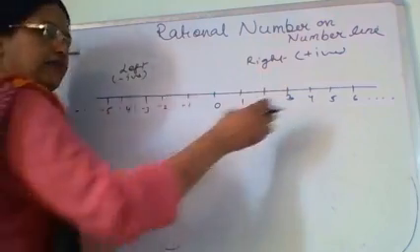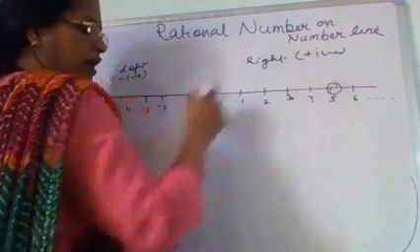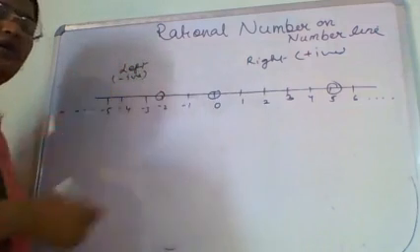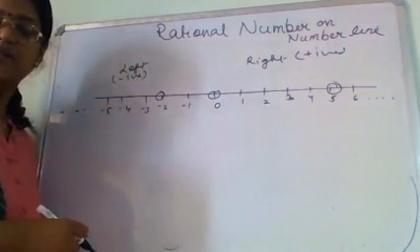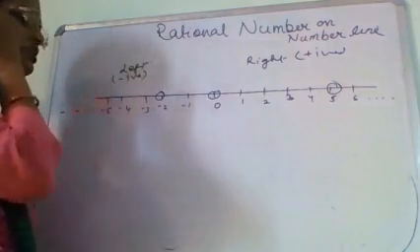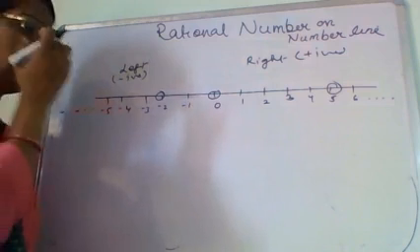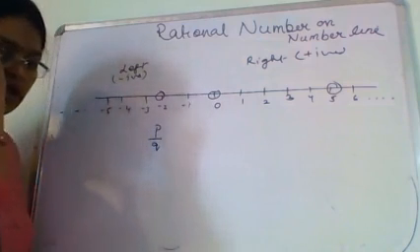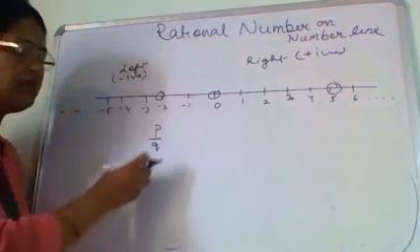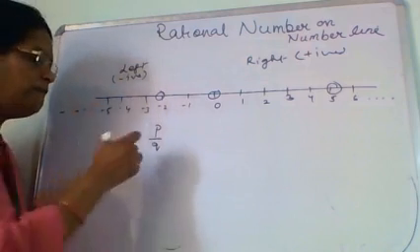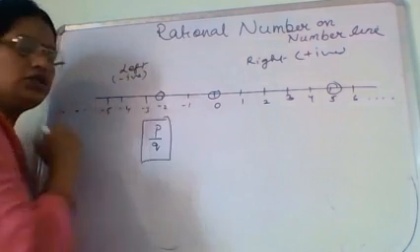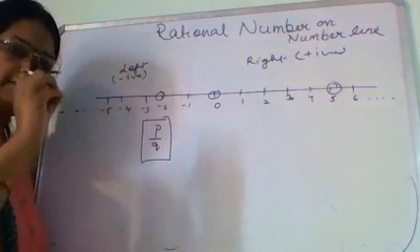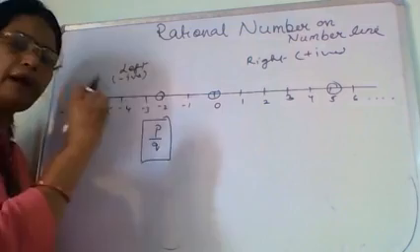Where is 5? Here is 5. Where is minus 2? Here is minus 2. And where is 0? Here is 0. We represented this in class 6. Now we have to represent rational numbers on the number line. So what is a rational number? P by Q. Before representing p by q on the number line, we divide it into two segments, not positive and negative. Keep this in mind.